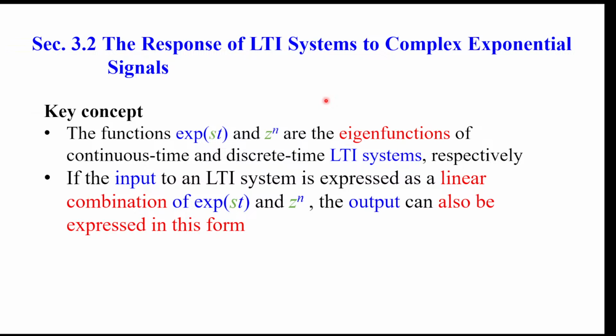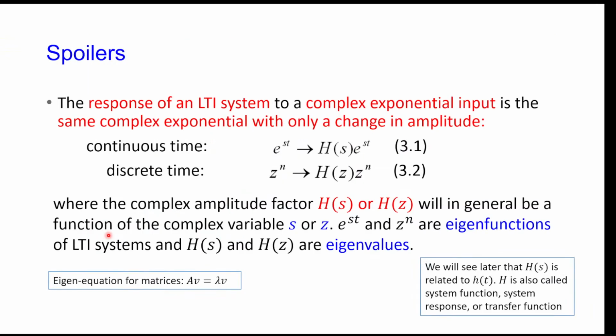So why do we want to look at the Fourier series representation? It's because we want to analyze the LTI system better. In particular, because LTI systems are linear, they have the so-called eigenfunctions. These are functions that we talked about a lot in chapter 1: the complex exponentials, e to the st and z to the n. This is basically what we want to derive today.